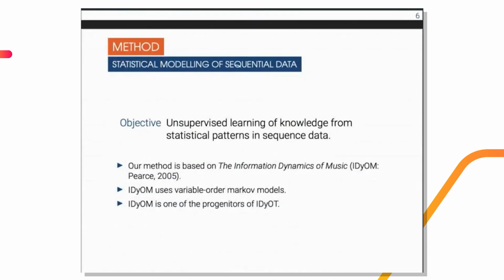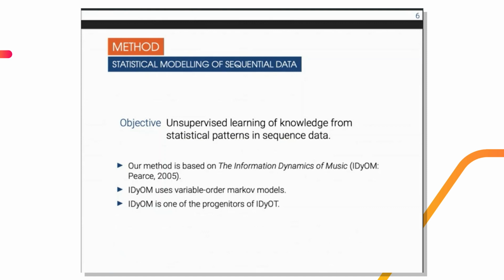So the objective of this method is as follows. We want to learn in an unsupervised way statistical patterns from sequential data. And then we want to use those patterns to construct hierarchical knowledge structures that we can reason with. So that's very abstract, and later, of course, I'm going to talk about concrete applications of this.